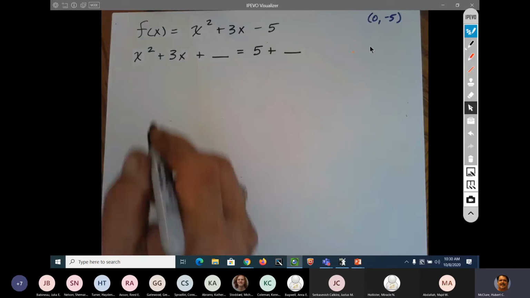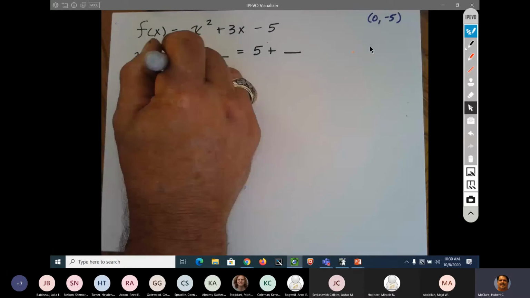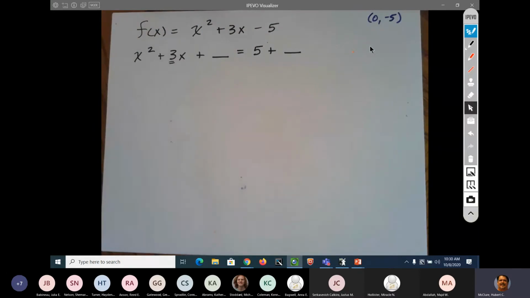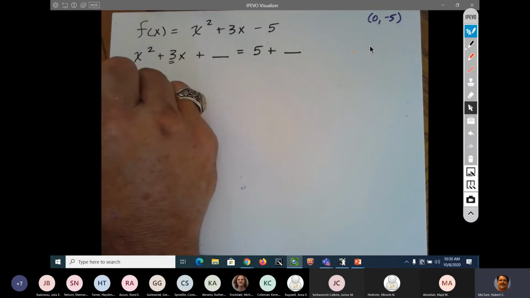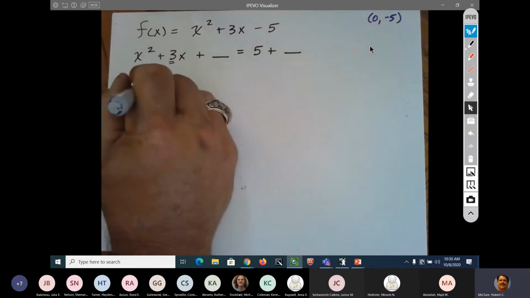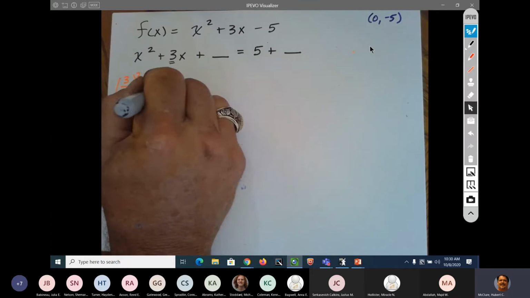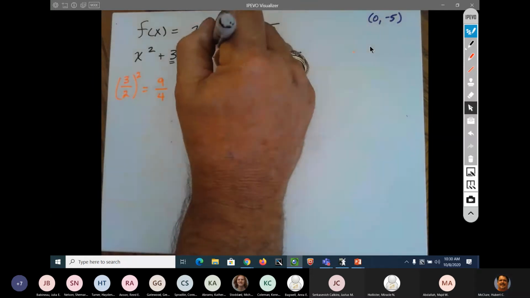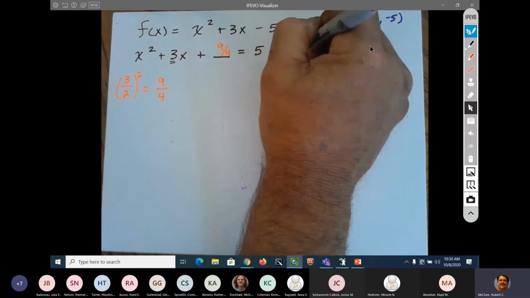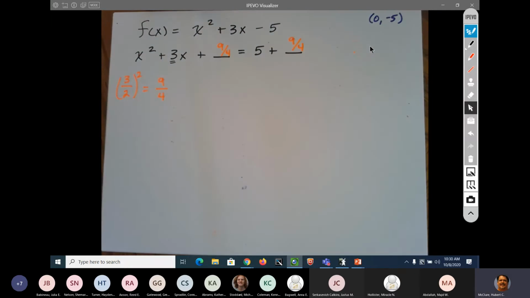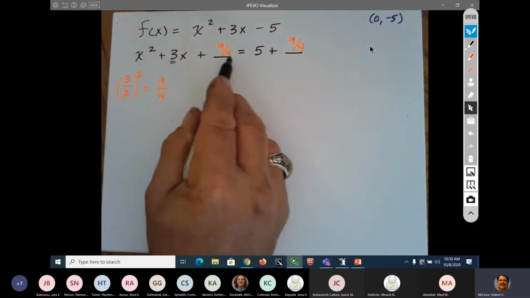Now I take b. I'm going to do this in an orange or another color. 3 divided by 2, square it. Oh my gosh, that's 9/4. Yep, might as well quit now because you can't do this. And that's going to give us shortcut number 1 on the left-hand side.